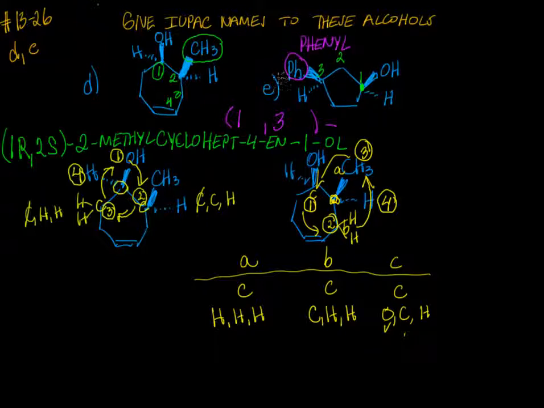So if you see the benzene ring or the phenyl ring or Ph, that's all the same thing for phenyl. So this is 3-phenyl cyclopentanol.